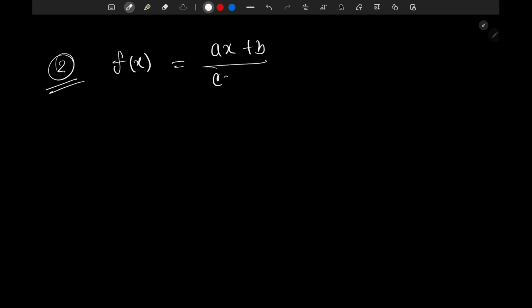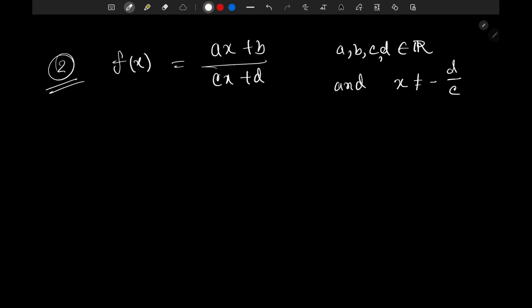Now we can go for another example. Let's say I want to consider a fraction. Let's say f of x equals (ax plus b) divided by (cx plus d), where a, b, c, d belong to R, and x is not equal to negative d by c, because we don't want our denominator to be 0 in order for the fraction to be well defined.